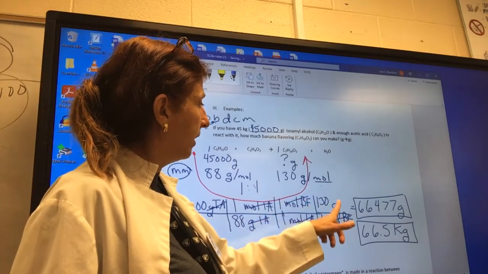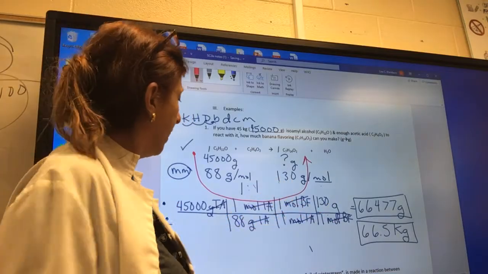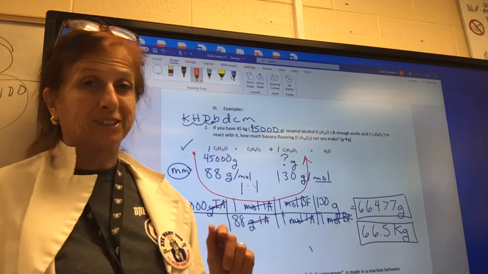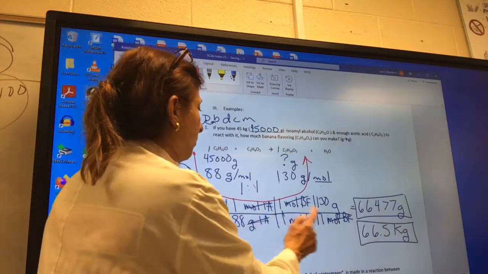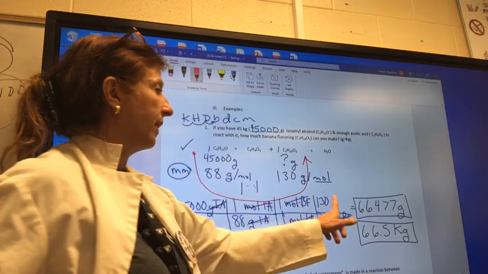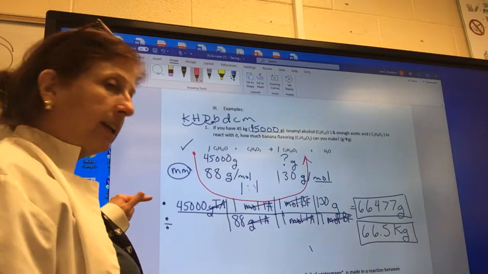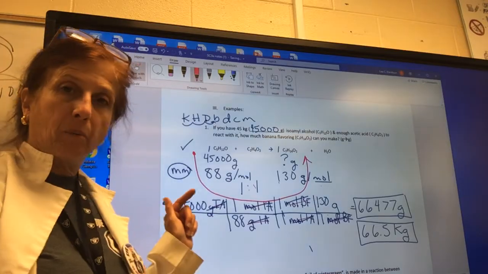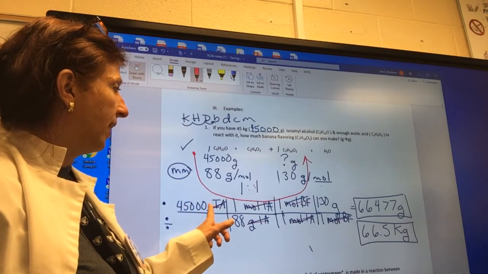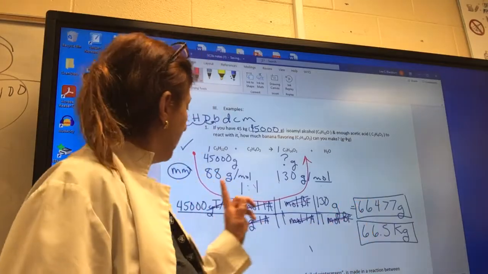Then what goes in the numerator is 130 grams from right here. Grams of isoamyl alcohol mark out, moles of isoamyl alcohol mark out, moles of banana flavoring mark out, and I'm left with what I was supposed to have, grams of banana flavoring. Any number on top you multiply, any number on bottom you divide. This is how I do my calculator. I do 45,000. You don't have to do the ones. Anything multiplied or divided by 1 is itself.